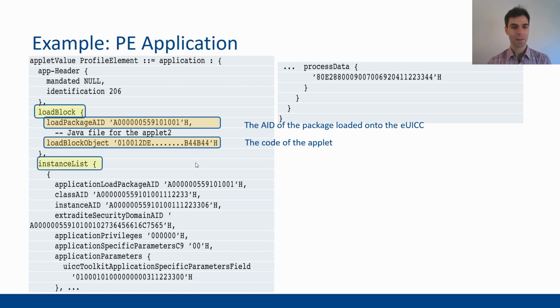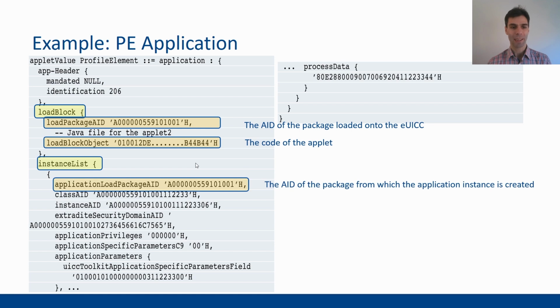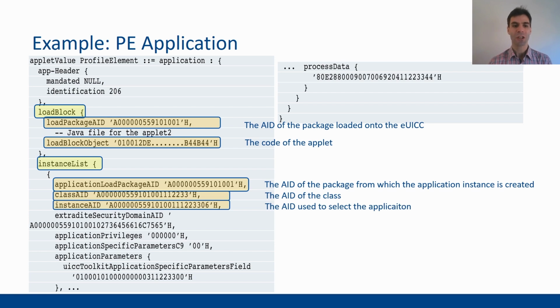Then in the instance list, there are three AIDs: application load package AID, which is the AID of the package from which the application instance is created, class AID, and the instance AID, which is used to select the application. Then we have the extradite security domain AID, and this AID indicates which SD this application belongs to.